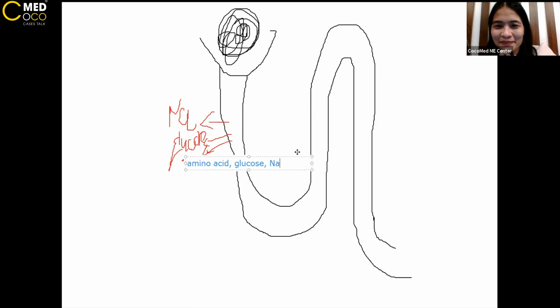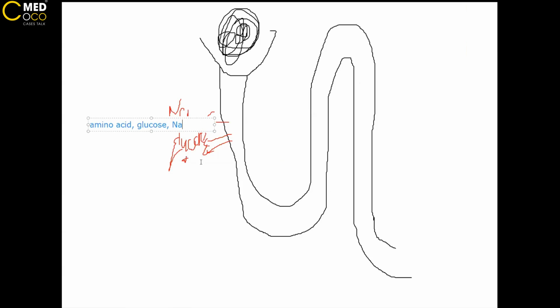All right, this is what happens over here. Usually everything gets absorbed 100% of the time. Glucose is 100% absorbed in this area, and amino acids are 100% absorbed. So if you see amino acids down here, something is going on over here. Usually it's not going to happen. In the ascending limb, there are 3 things that will be reabsorbed.